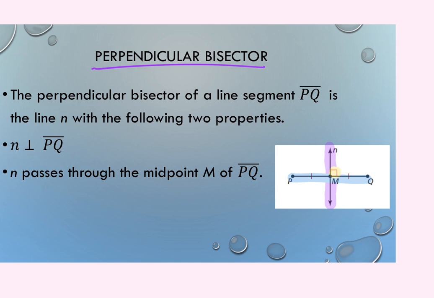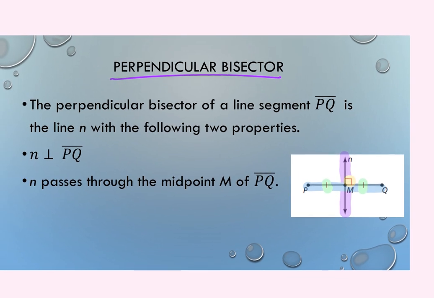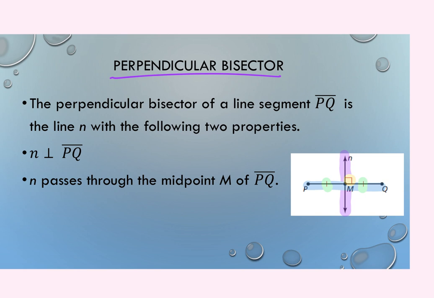And it is also cutting it into 2 congruent parts, which is why these congruency marks are here. It hits line PQ at its midpoint. So we're saying the midpoint is M, and those would be 2 congruent segments. PM would also equal MQ. So all of those things can be determined if something is the perpendicular bisector.